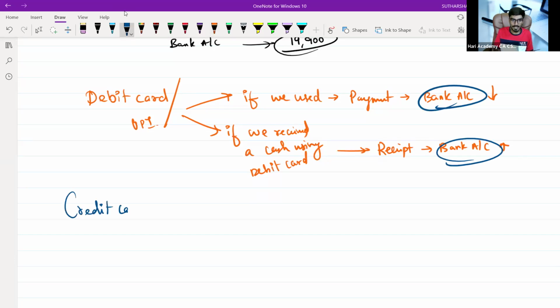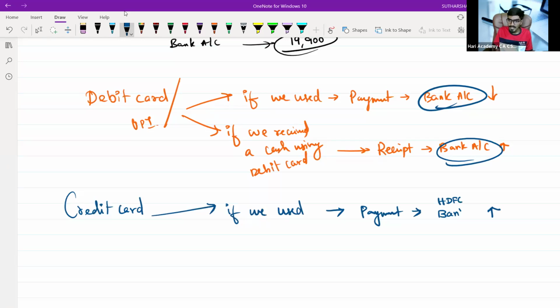Then if it is a credit card, if we used it, it is a payment. Then the bank account got increased. Which bank account? In my example, HDFC bank account. Here I am treating HDFC bank account as my creditor.